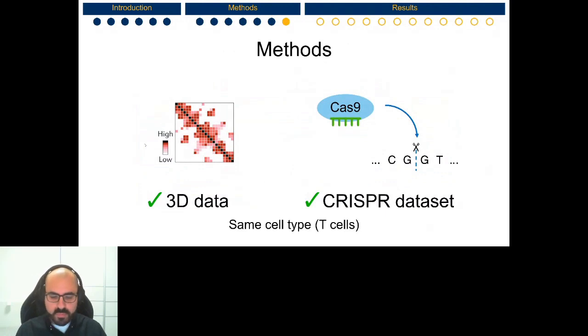And it's important to note that both of these are taken from the same cell type. It's important since both the 3D structure of the genome and CRISPR efficiency can vary between cell types. And so it was important for us to have data from the same cell type, although these are completely different experiments, different labs. The 3D data originally has nothing to do with CRISPR. So they're not related in any way, except for the fact that they're taken from T cells. So this is our data, and let's see what we did with it.